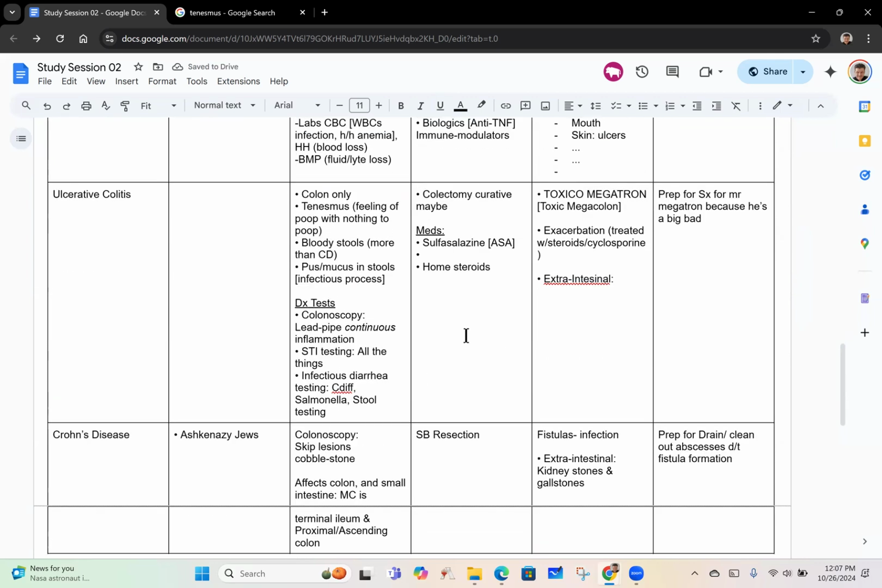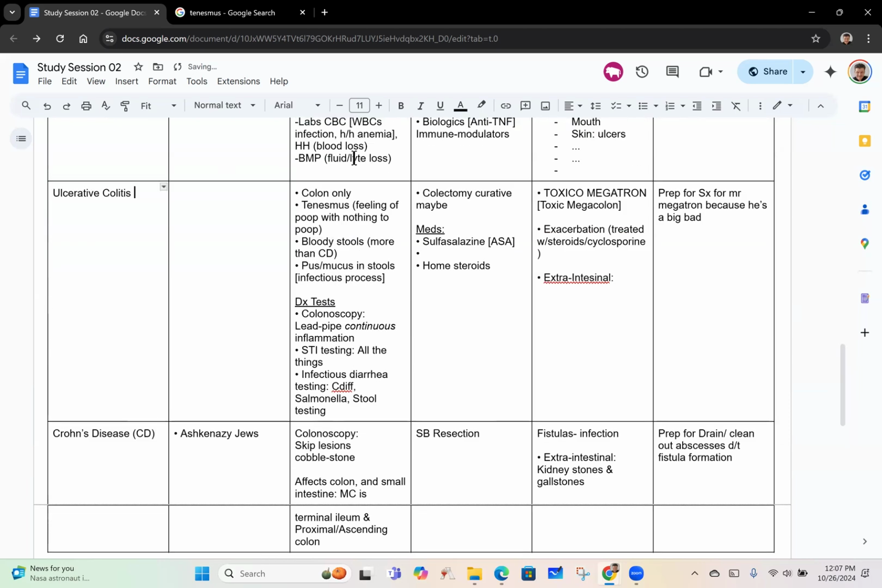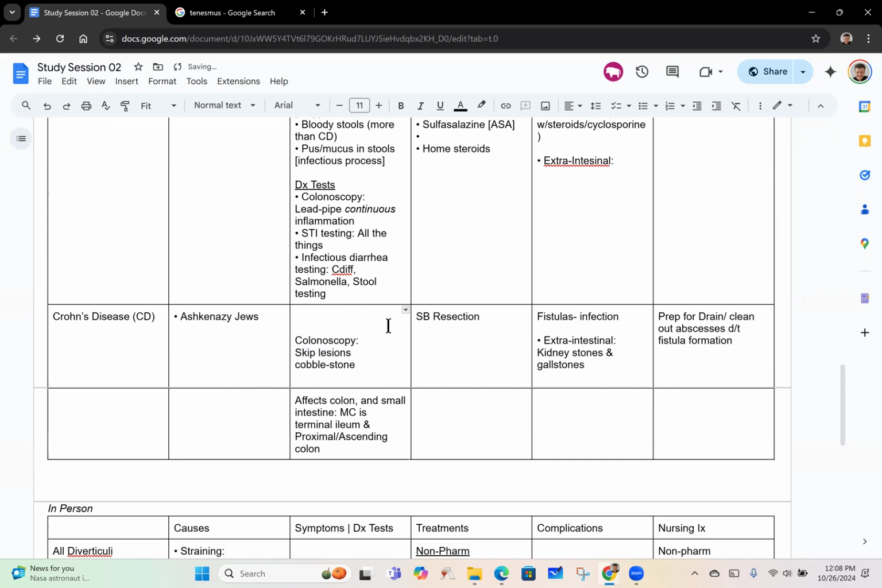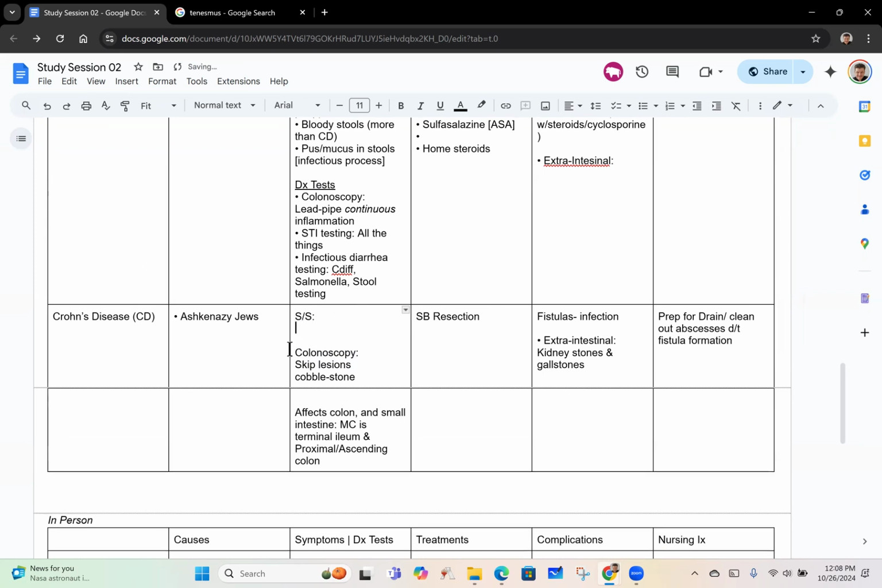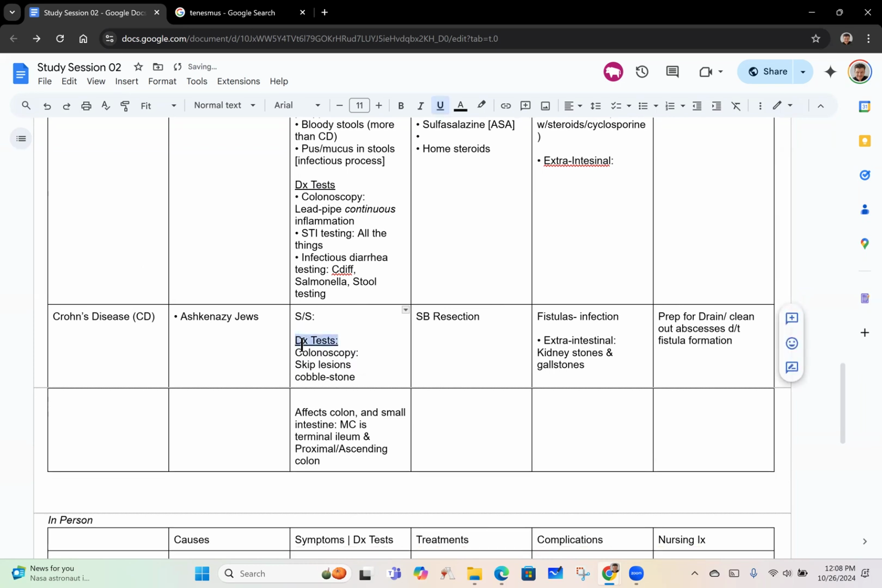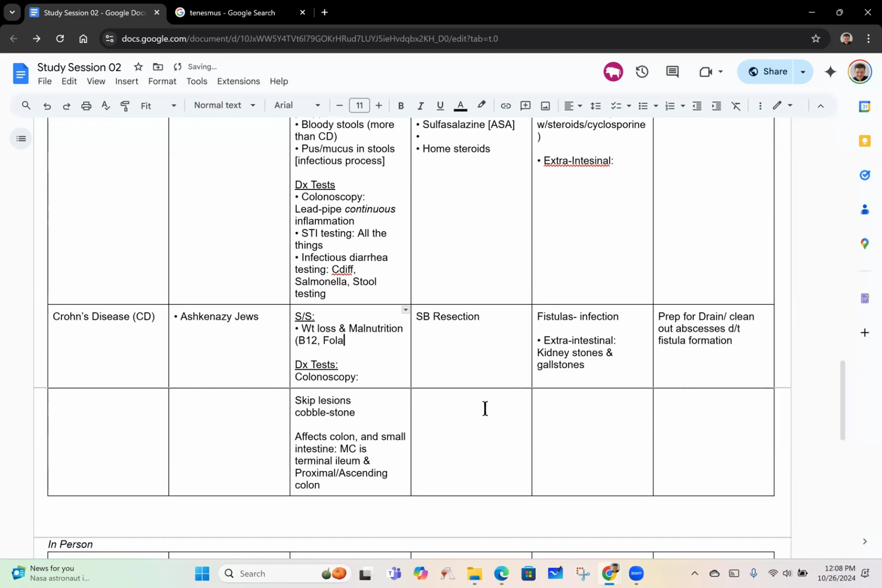All right. All right, Crohn's disease real quick, right? Also known as CD, and UC is the other. Okay, so colonoscopy sees these things, but before we talk about the diagnostic tests, let's talk about the symptoms. What are your symptoms? Weight loss. Good. These guys have a lot more weight loss and malnutrition, right? So specifically like B12 and folate.